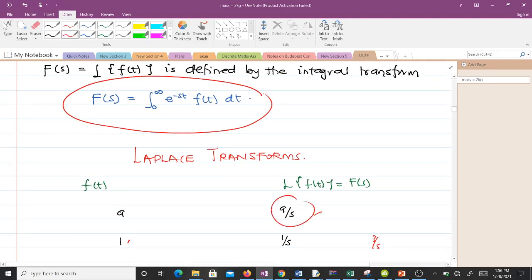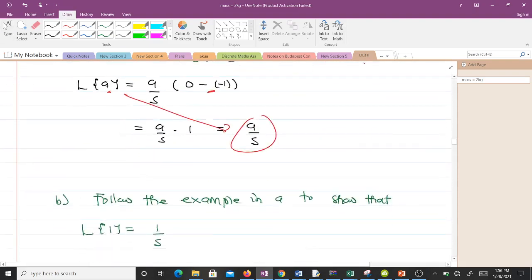You can see we've shown that. So we didn't just write them. All of them, they were derived, okay? So let's go to the second one.